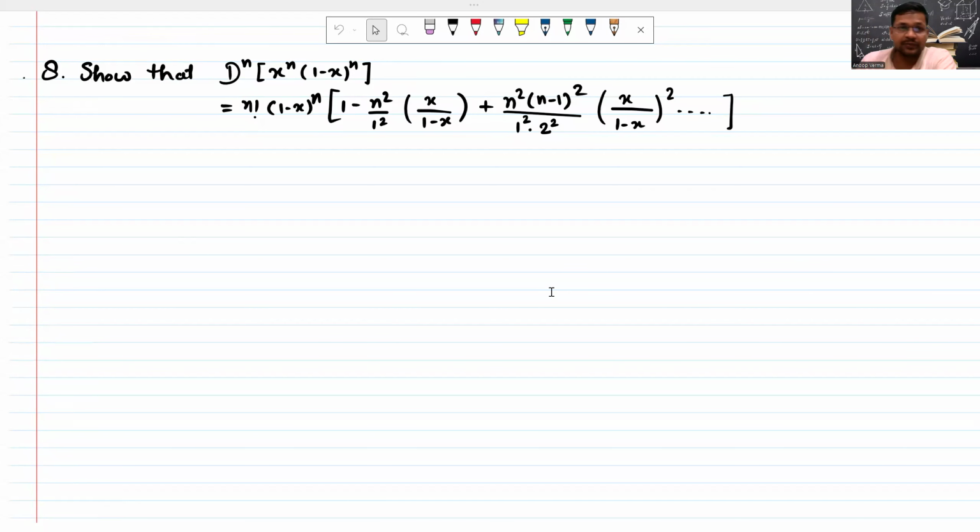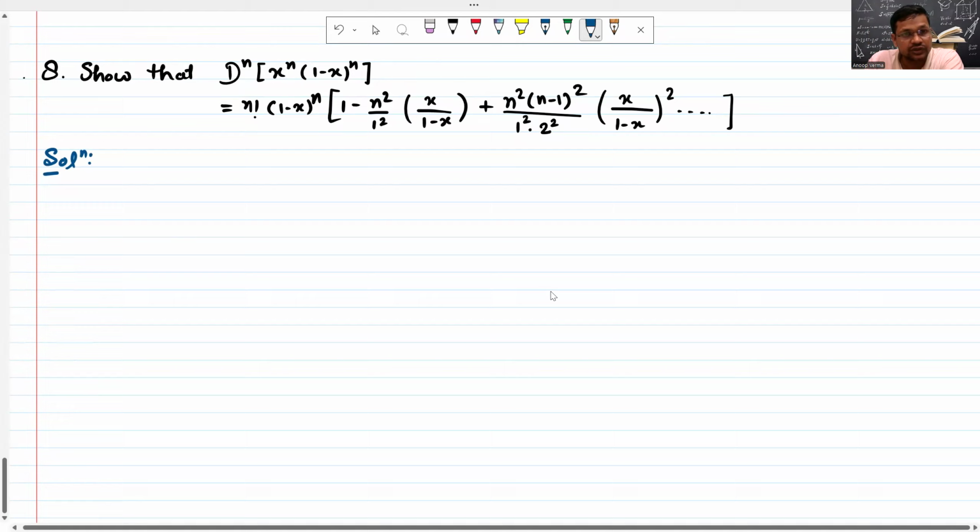Let's solve problem number 8 of your exercise 2 from the successive differentiation. So let's start solving this. So what is the solution of this problem? तो यहाँ पर क्या है?